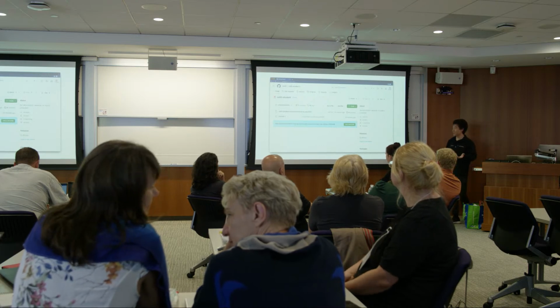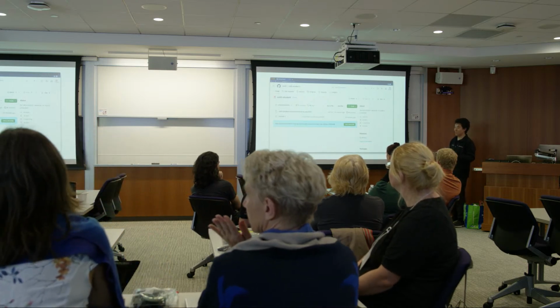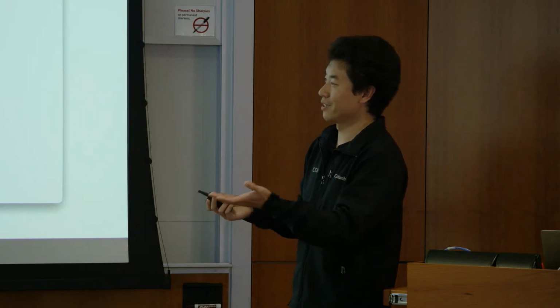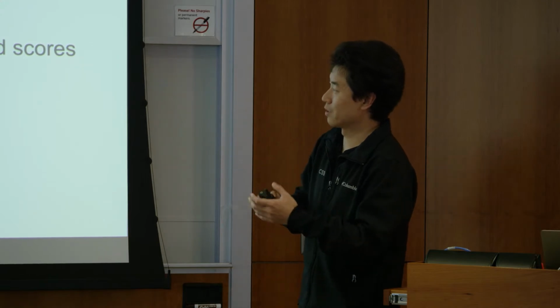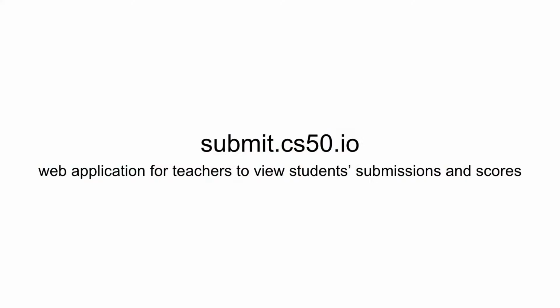So now you will be curious as a teacher. Now students submit their assignment. So what? How could I see student submissions? How could I look at student submissions? This is where another web app comes into play. It's called submit.cs50.io.